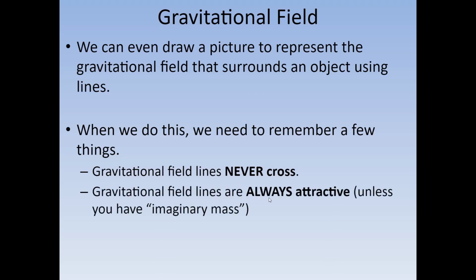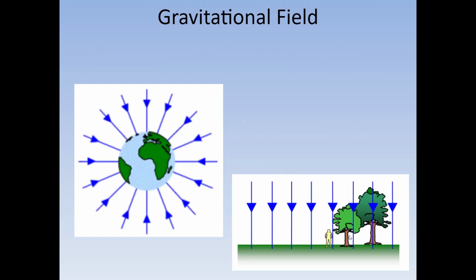The gravitational field lines are always attractive because masses are always attracted to each other. The denser the lines, the stronger the field. This is actually one of the reasons why I keep saying that they're very similar to contour lines. And that's pretty much it.